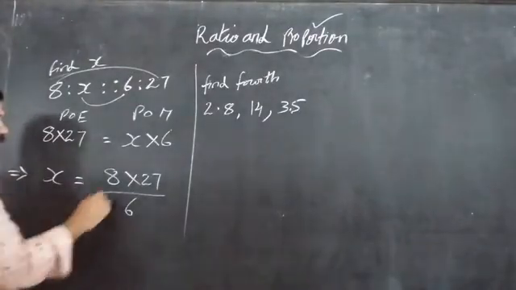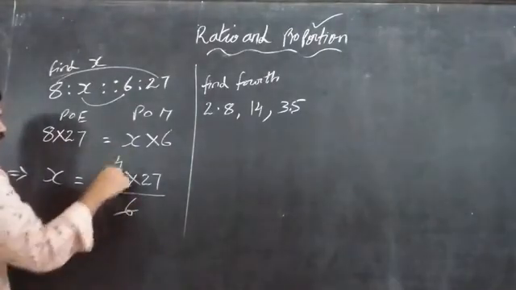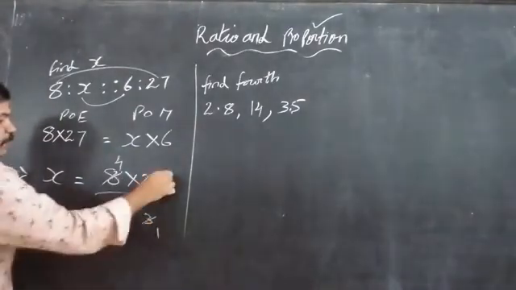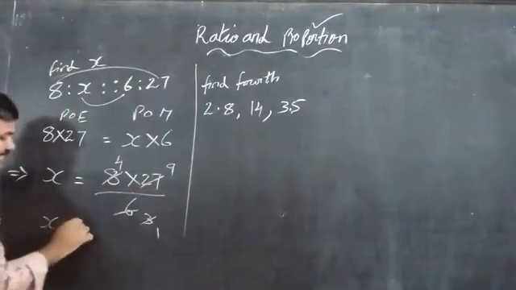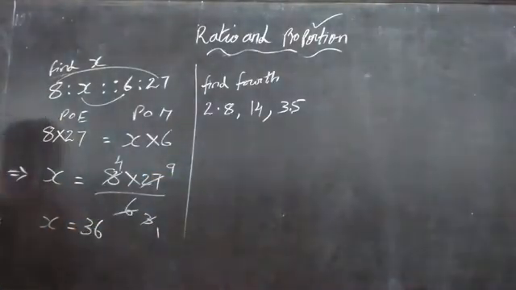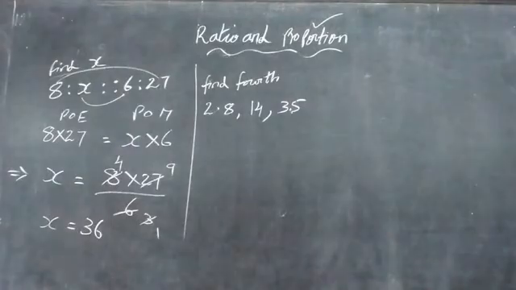Cancellation: 2 table, 4 times; 3 table, 1 time, 9 times. x is equal to 36. That is finding the x value. Like that only. Next one is the condition of proportion, using that they asked the fourth proportion.